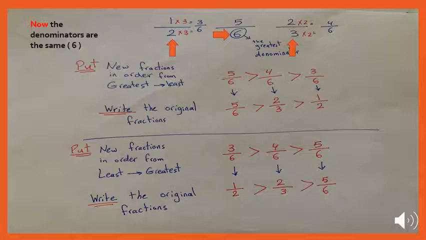And then write the original fractions. Yes, as you see here, 5/6, it was the same, we did not change it. 4/6 was 2/3, and 3/6 was 1/2. Now to order them the other way, also put the new fractions in order from least to greatest. Then write the original fraction for each one.